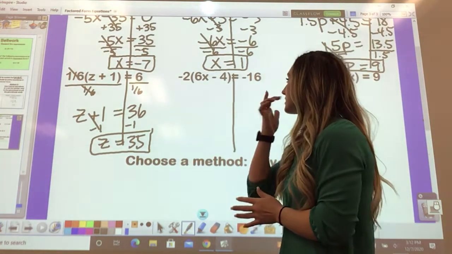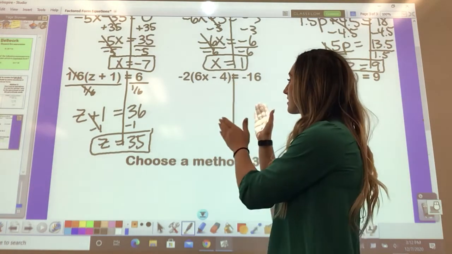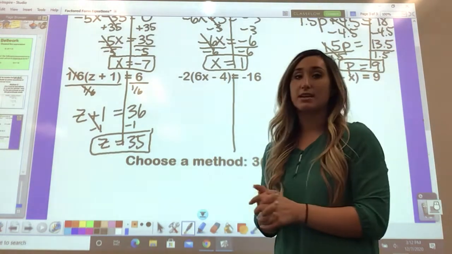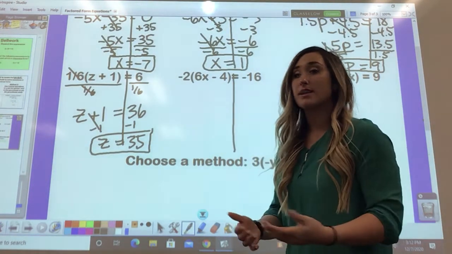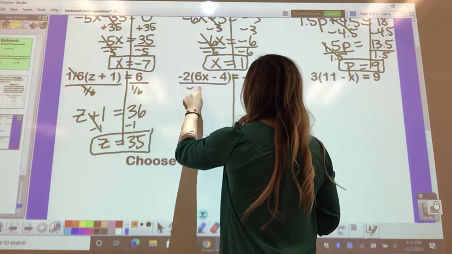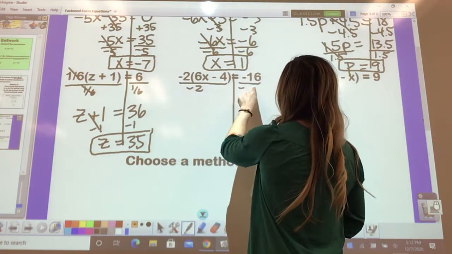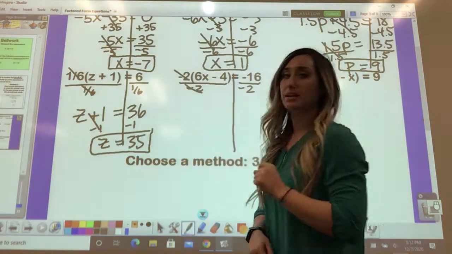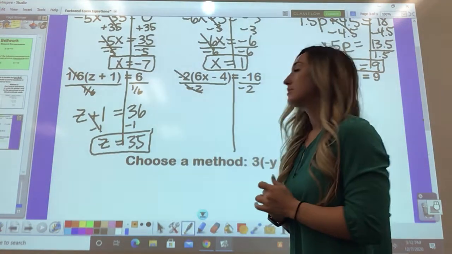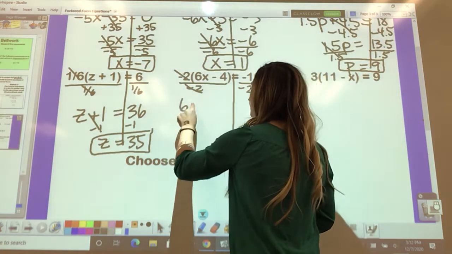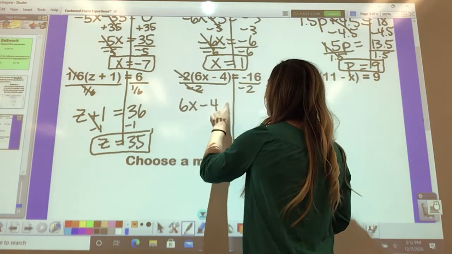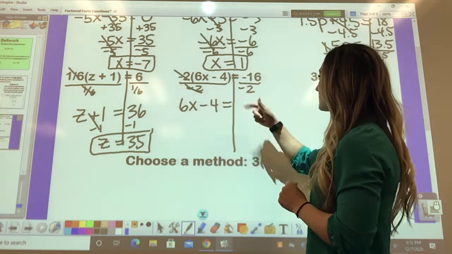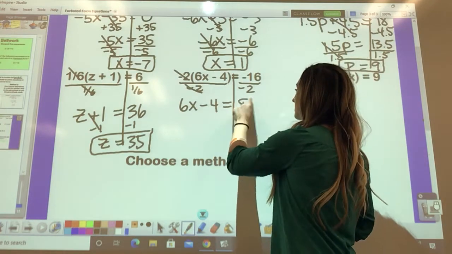All right, going on to this next one, we are multiplying the terms inside the parentheses by -2. So to get rid of that -2, I can divide both sides by -2. The times -2 and the divided by -2 cancel out, leaving us with 6x minus 4 equal to -16 divided by -2, which is +8.